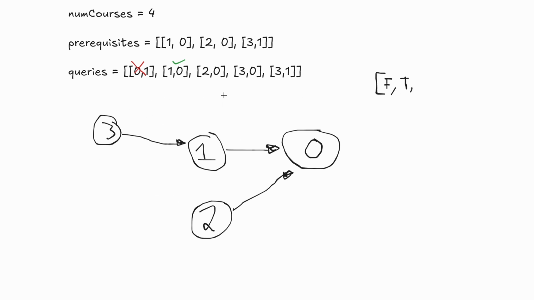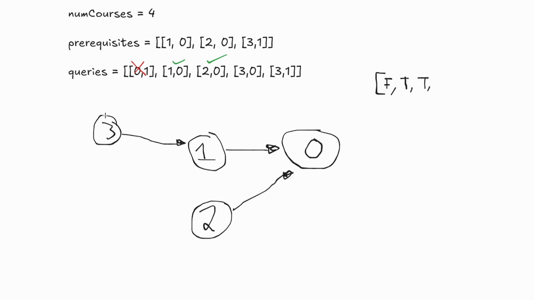Now it's going to ask us, is 2 a prerequisite of 0? So we look at 2 and we see that 2 has a directed edge pointing to course 0. So we know that 2 is a direct prerequisite to course 0. So we know that that's going to evaluate to true as well. So let's write that down, and then we're going to be updating our results output. And then let's say, okay, now it's going to ask us, is 3 a prerequisite of course 0?